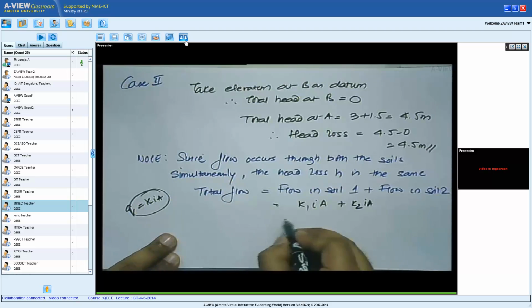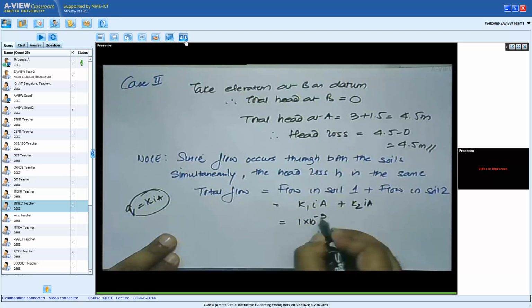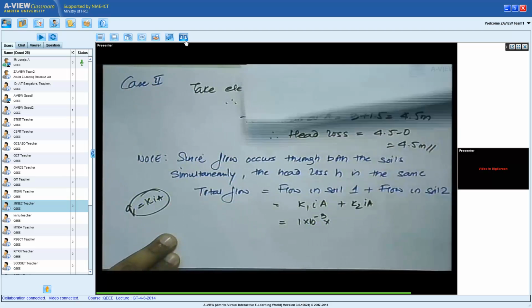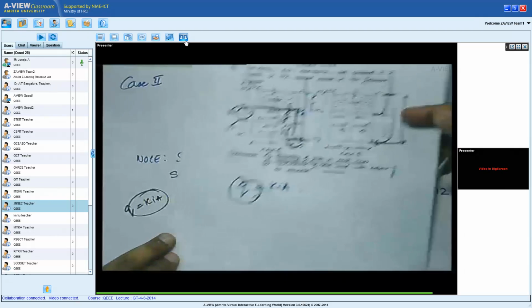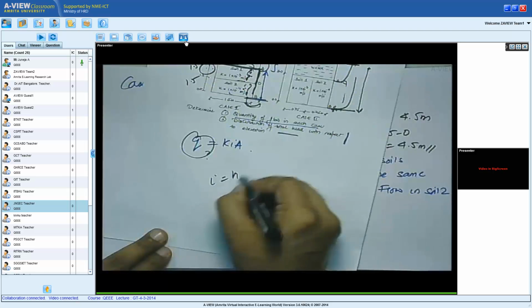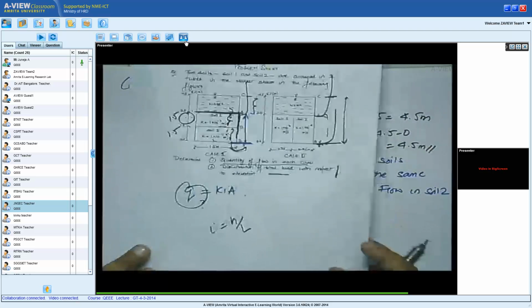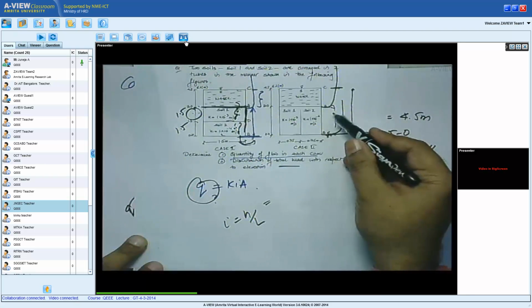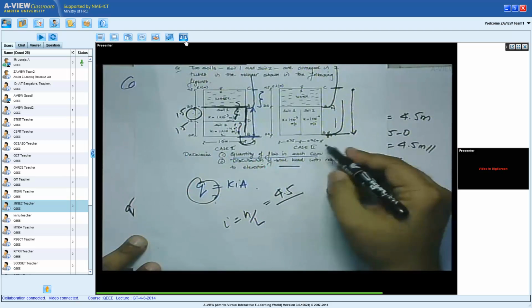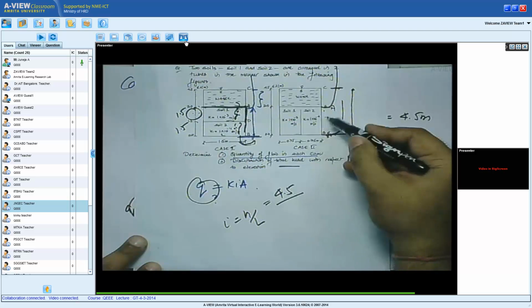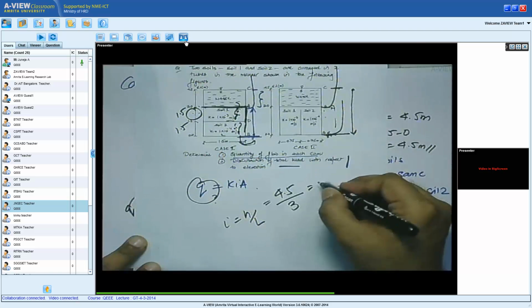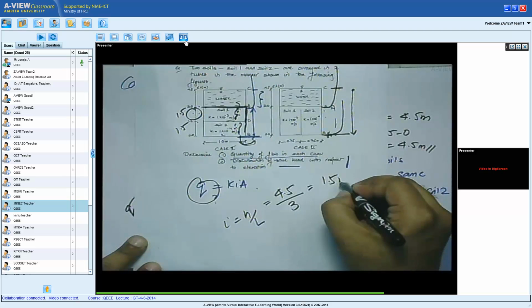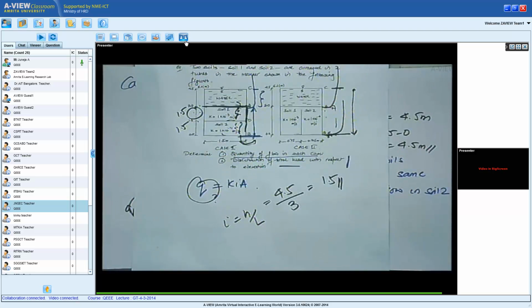So can I say K1, remember it's 1 into 10 power minus 3, I equals to I. Did we calculate I? Oh, we forgot I. Let me just redo I over here. I equals to H by L, for both the soils. H is the head loss, which is 4.5 meters, and the distance over which the water has to travel is 3 meters. So 4.5 by 3 should give you 1.5. No units. So I is 1.5. We forgot to do it.